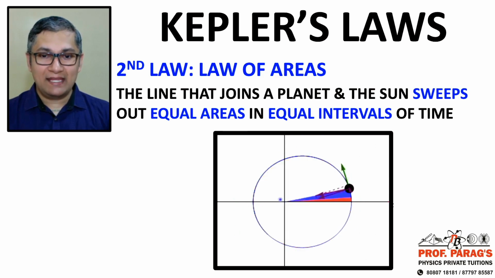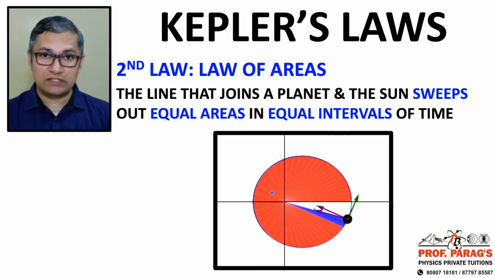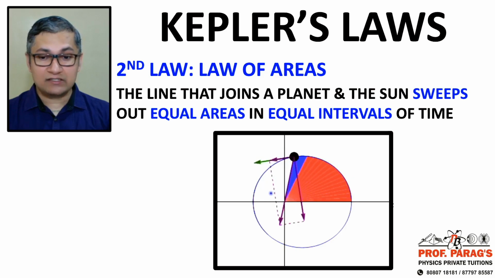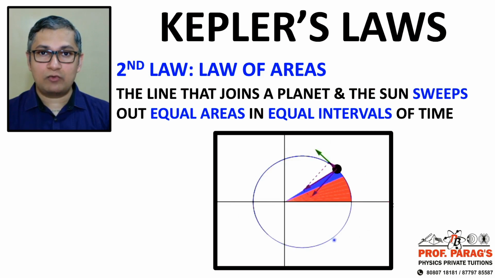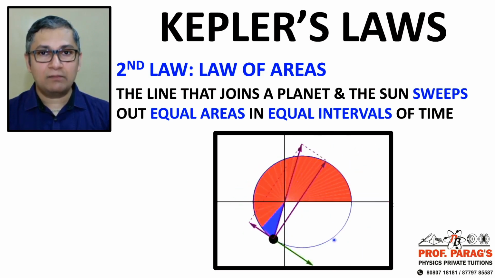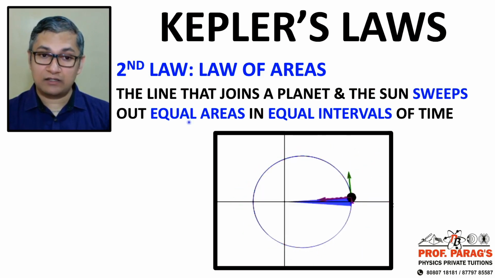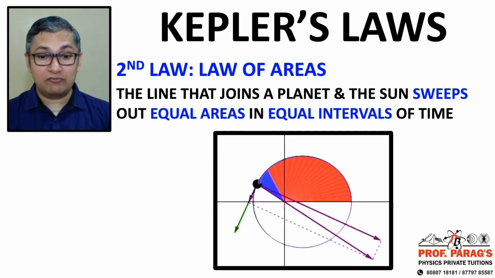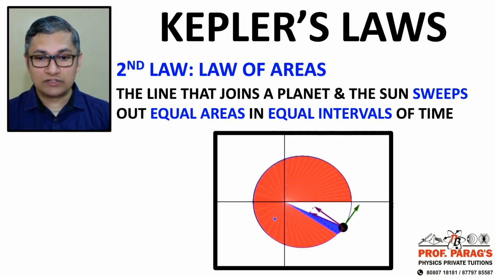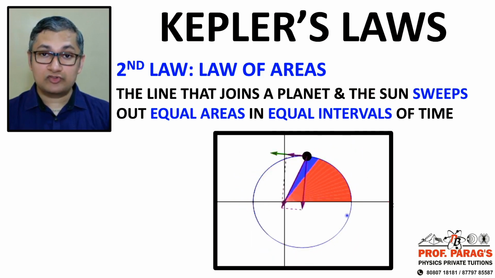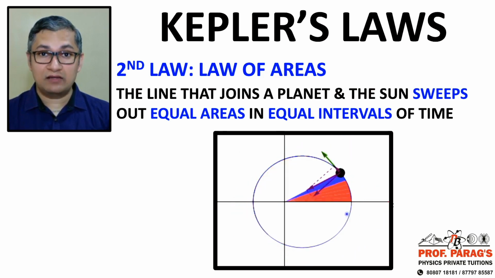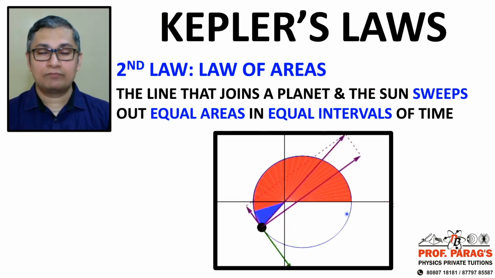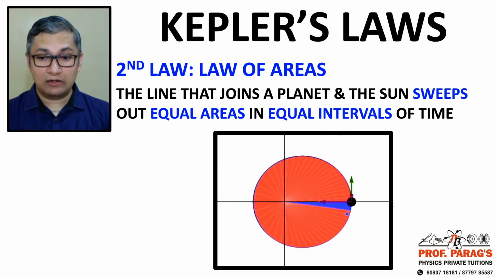Because of the area which is being swept out, when the planet is closer to the sun, the radius vector r is small. So if that small radius has to still sweep out a bigger area, then the planet has to move faster as per the law. The planet will move faster when it is closer to the sun, and it will move slower when it is away from the sun. So this is also a hidden information that we are getting from Kepler's second law.